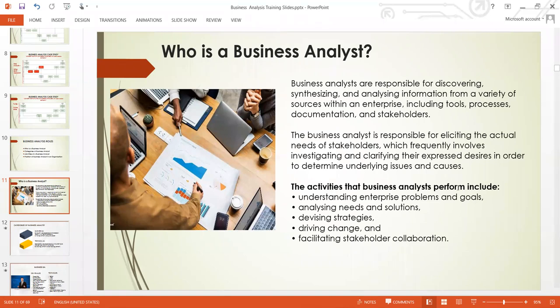The activities that business analysts perform include understanding enterprise problems and goals, analyzing needs and solutions, devising strategies, driving changes, and facilitating stakeholder collaboration, which is very important because the stakeholders are the people that know what the problem is. So you need to know how to collaborate with them to extract these requirements. You need to work with them very well. These are the high level responsibilities of a business analyst.